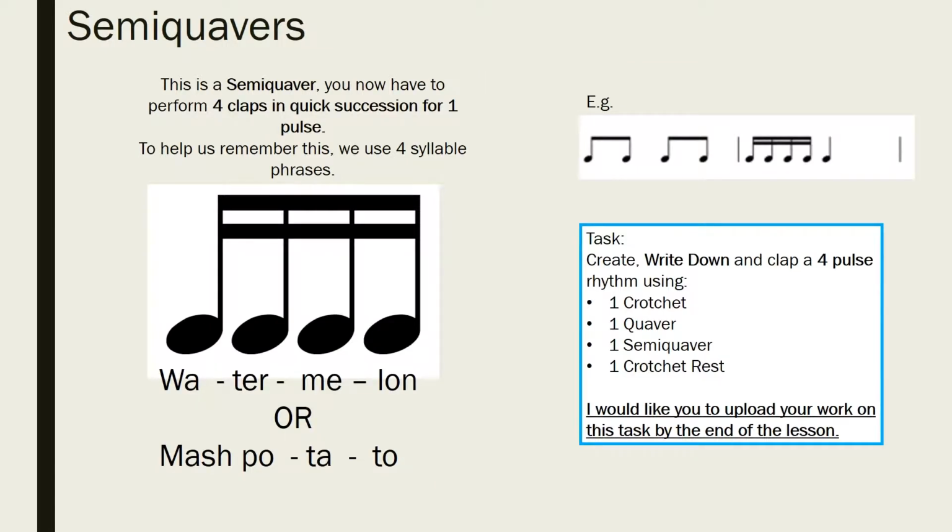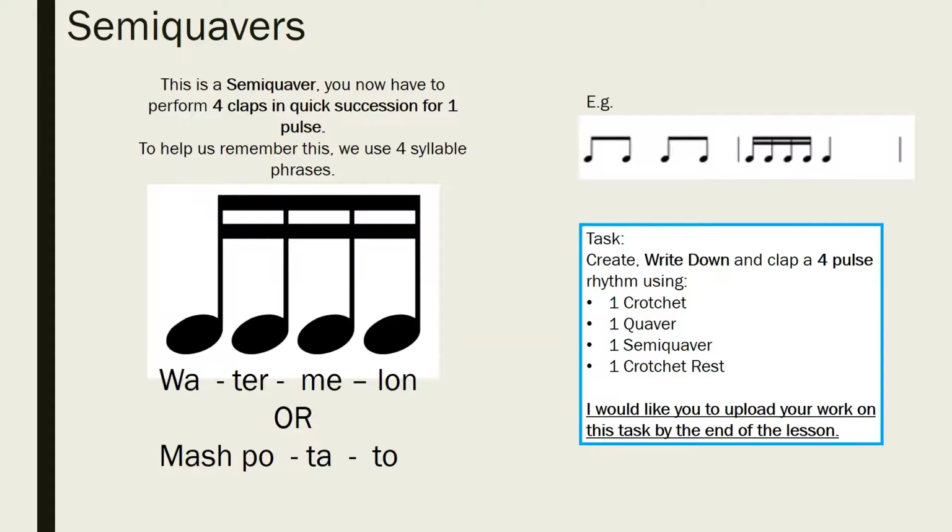Now, a semiquaver is where you form 4 claps or hits in quick succession with 1 pulse. So when we have 1 pulse, if this is our pulse, 1, 2, 3, 4. If we use crotchets, which is just tea, we do 1 hit every pulse, don't we? 1, 2, 3, 4. Tea, tea, tea, tea. So it's really easy. It's just 1 hit every pulse. But with semiquavers, we now have to do 4 hits every pulse. So every click, there should be 4 hits.